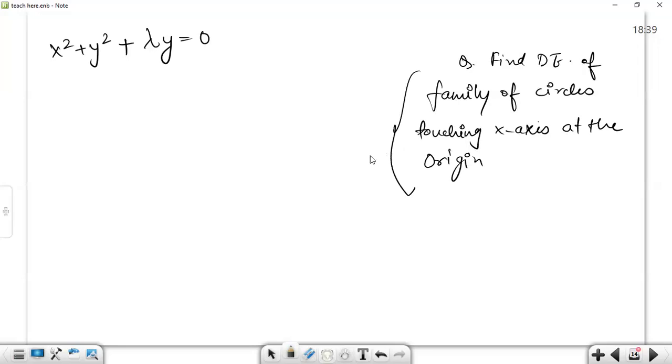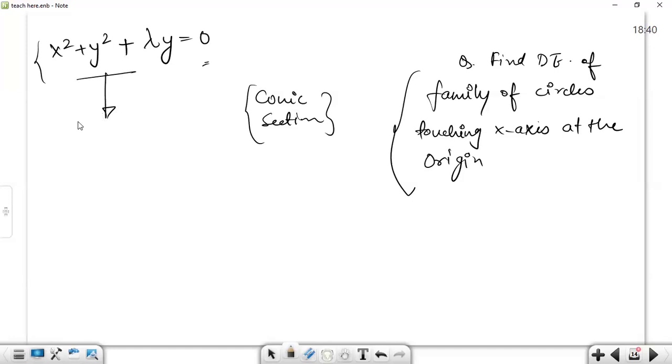Now from the question we'll make out that such a family of circles touching the x-axis at the origin should have the general equation in this format. We'll better understand how this equation comes out when we study conic sections and circles. For now, we have an equation of a given circle, and from this equation we'll have to find the differential equation.